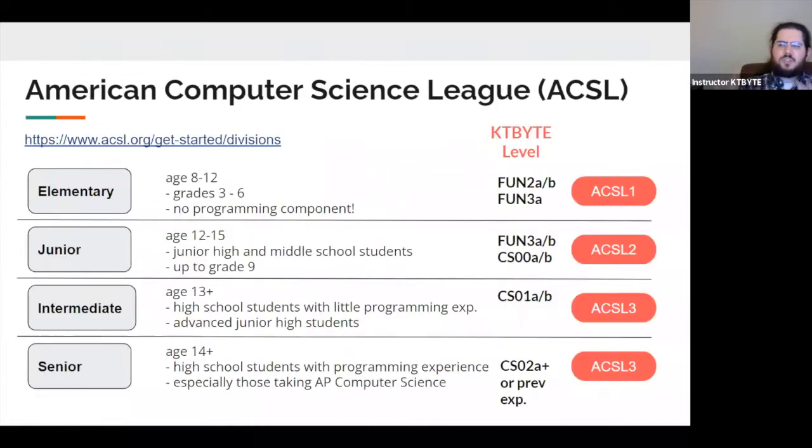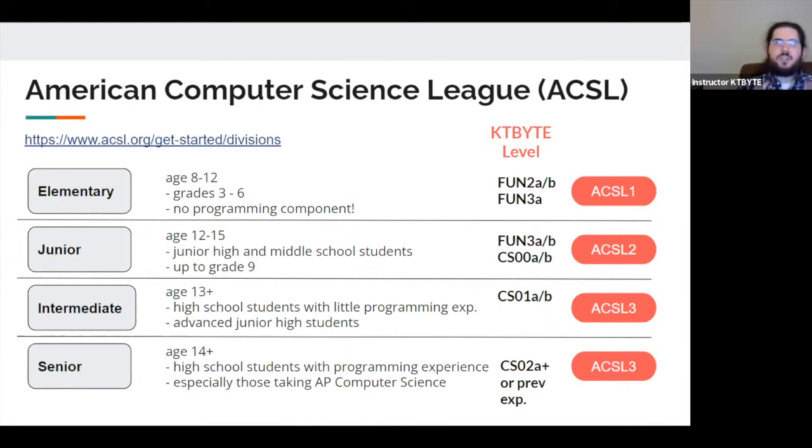So moving through the specifics now, this is the division breakdown and some of the recommended ages. I'm not going to read every single number here, but there's a progression of difficulty. The biggest thing to mention is that the elementary division is intended for the youngest students, maybe through 6th grade, but certainly no further than that. And there's no programming component to that.